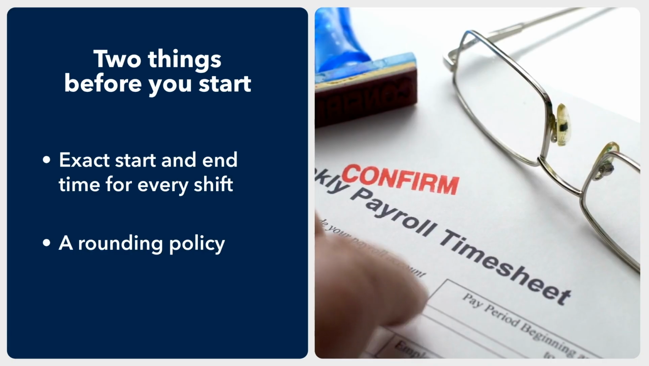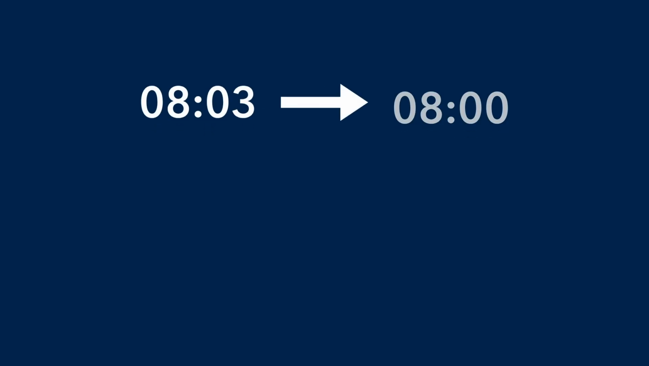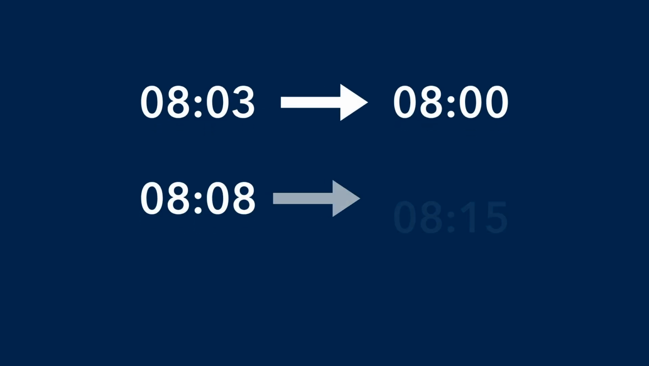Second, a rounding policy. The Fair Labor Standards Act lets you round to the nearest 5, 10, or 15 minutes, as long as it's fair and consistent. So a clock in at 8:03 rounds down to 8 o'clock and 8:08 rounds up to 8:15. Set that rule once and apply it to everyone.